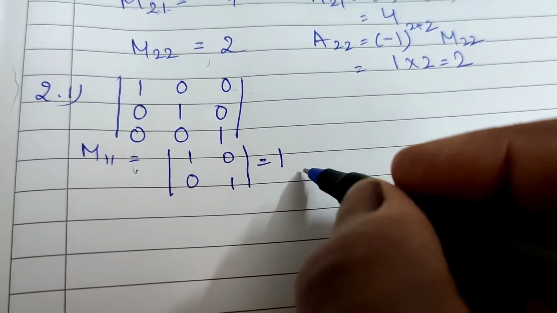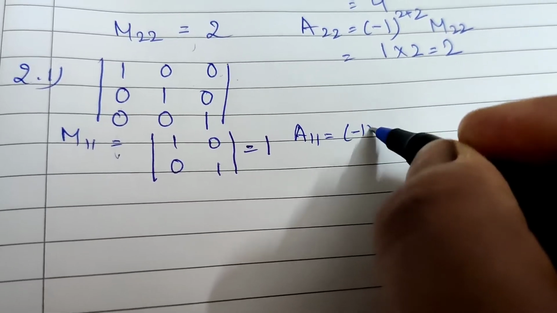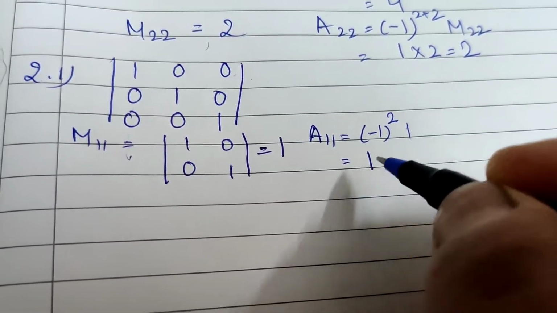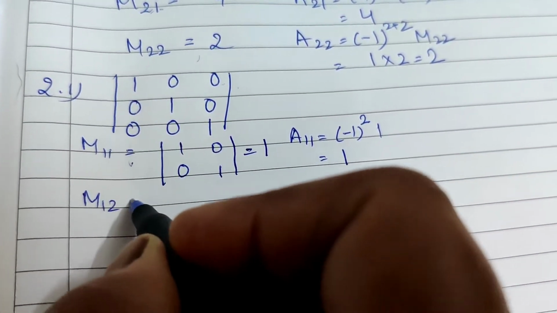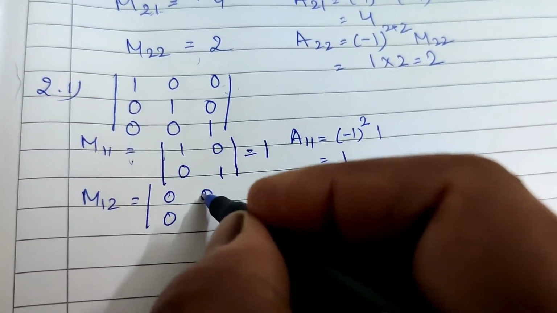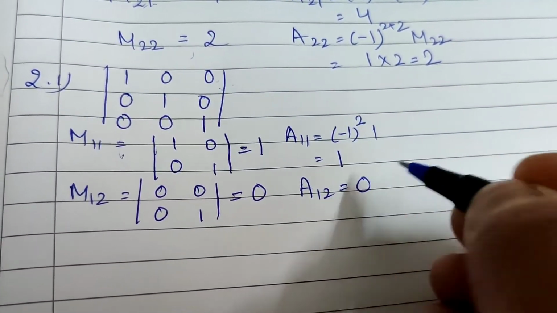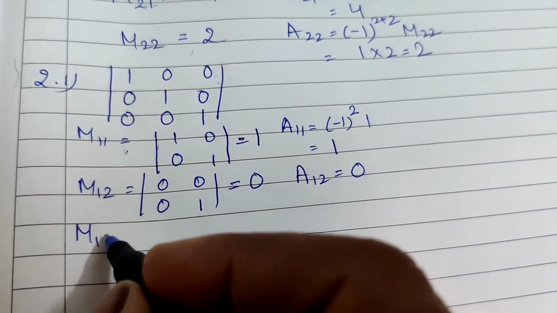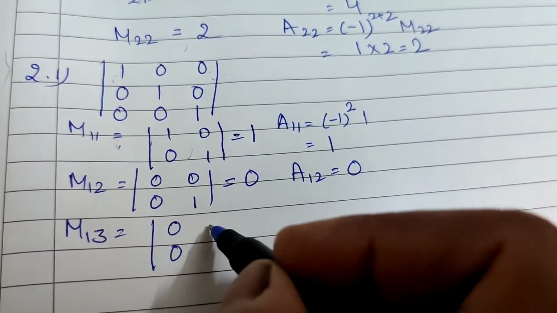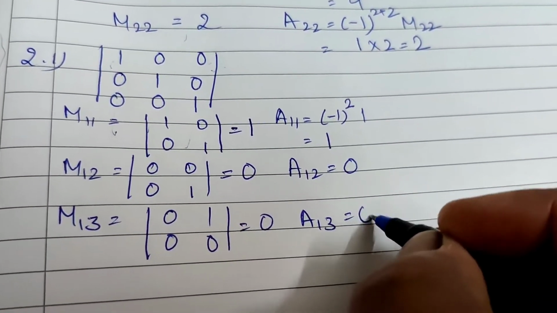Okay. Now the cofactor of A11 equal to minus 1 raised to power 1 plus 1, 2, and 1, equal to 1. Okay. Now M12. It means first row, second column. It is 0 0 0 1. It is 0. Now the cofactor is also 0. M13: first row, third column. This will also equal 0. It means the cofactor is also equal to 0.